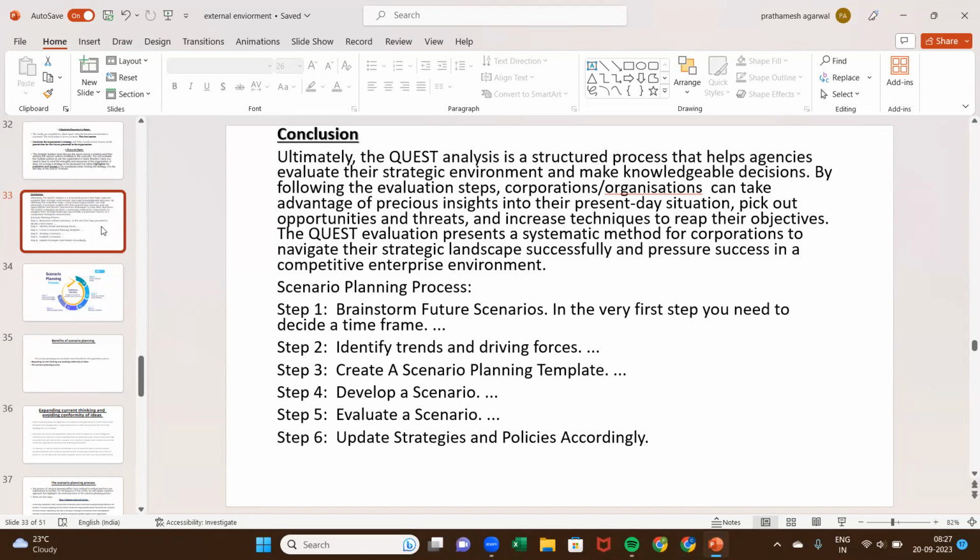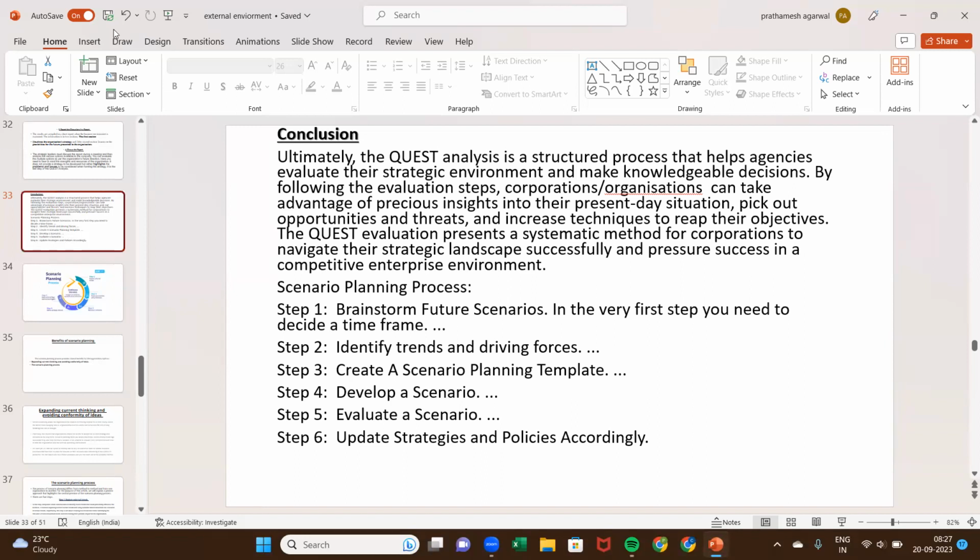For example, if one plan fails, suppose there is a natural calamity, we need to have a second plan in place. That is known as contingency planning, and it will also help to gauge the strength of our strategy. How we have designed the strategy. Is it strong enough to face any troubles? Is it strong enough to face any issues which are created from outside?